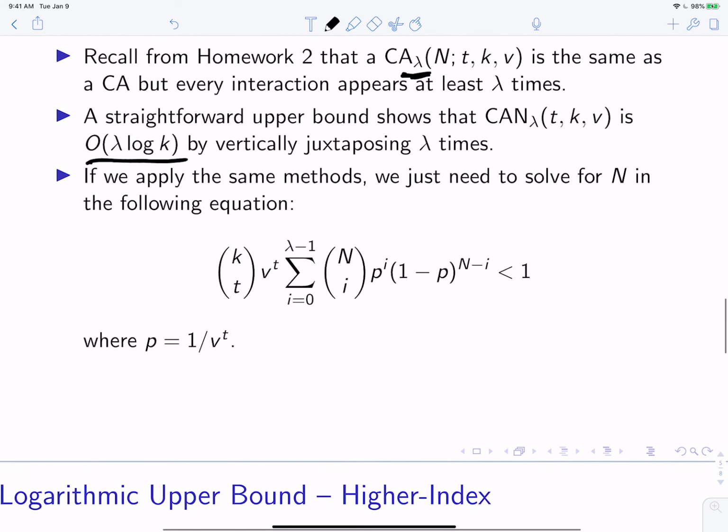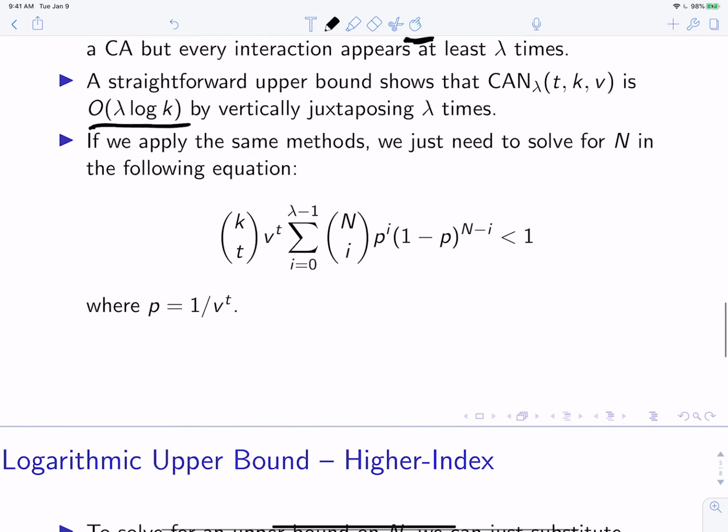If we do exactly the same argument, except for everything appearing at least lambda times, we can do the same type of argument as before. This looks like a very complicated equation, but let me run it down for you. Here we have the number of interactions like before.